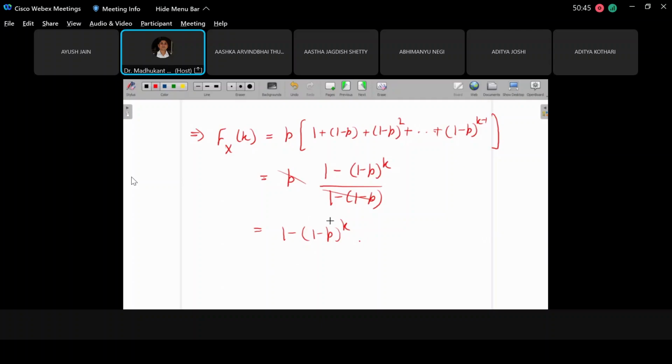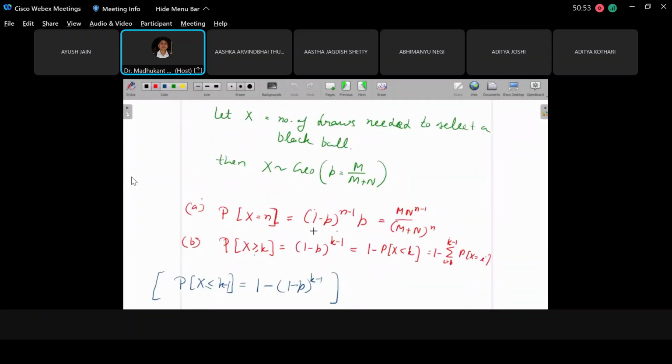So from here, it is very easy to follow that probability of X greater than or equal to k is nothing but (1 minus p) to the power k minus 1. So this is now straightforward. So I don't need to repeat it again, right?